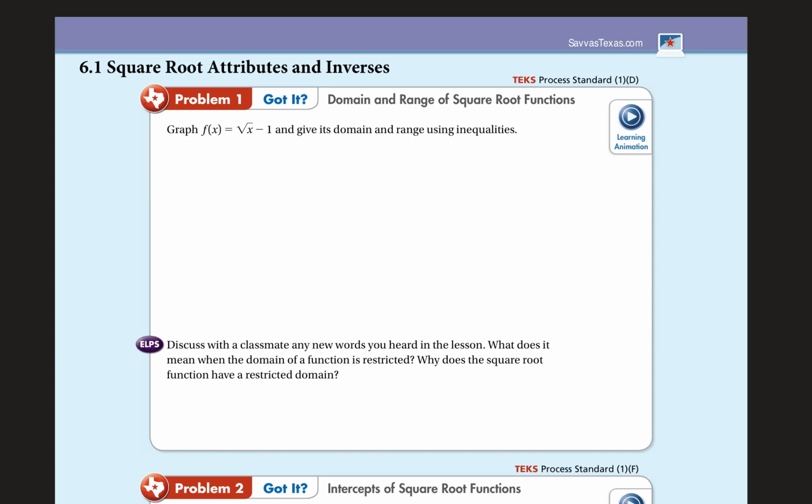This lesson is on square root attributes and inverse. I'm going to go ahead and discuss problem 1. It says graph f of x equals square root of x minus 1. So let's make a table.